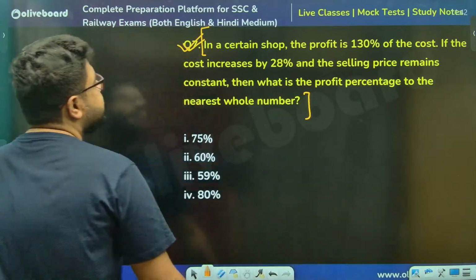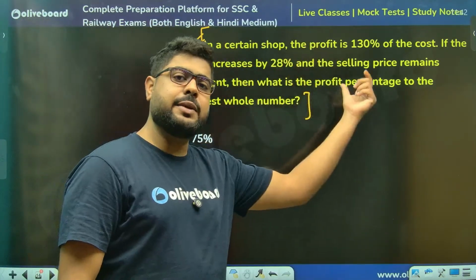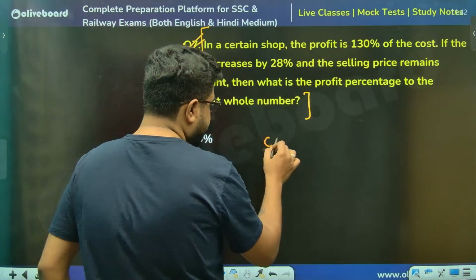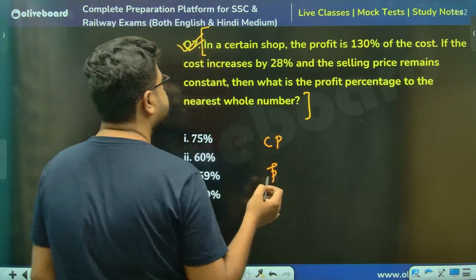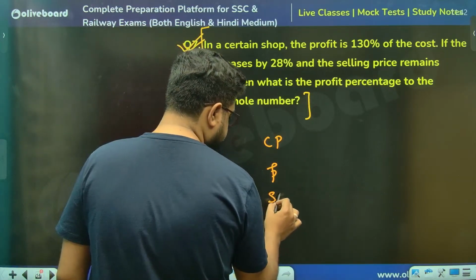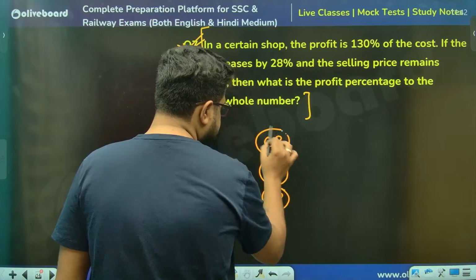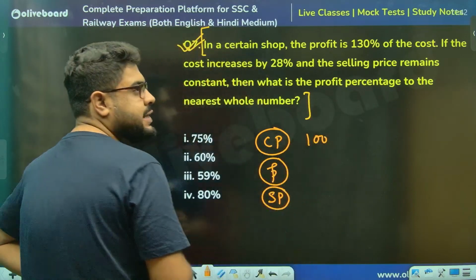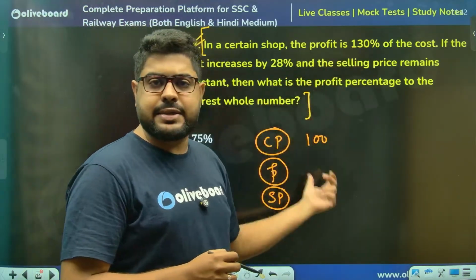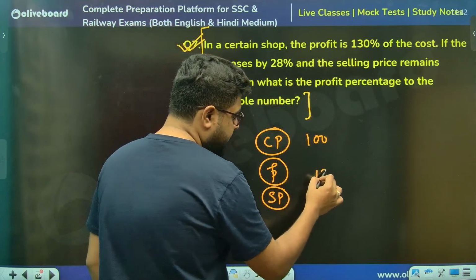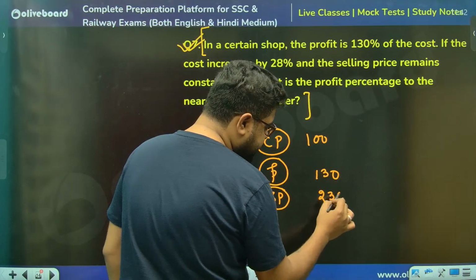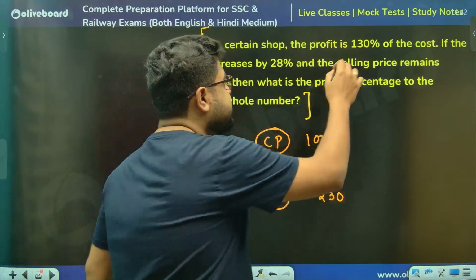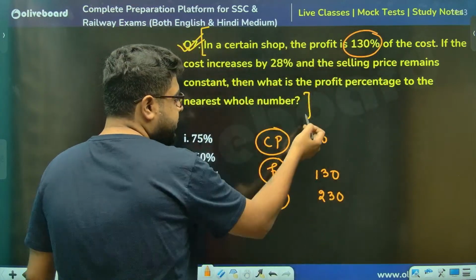A certain shop, the profit is 130% of the cost. Cost means CP, cost price. Now, CP, profit, SP, they have asked 3 things. CP is 100 rupees if I say this. 130% is the profit, meaning 130 rupees. That means 230 is the SP. Everyone agrees with me? So SP will be CP plus profit. It's very simple.